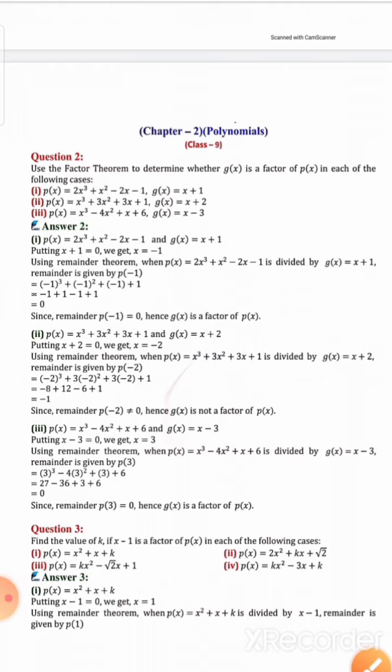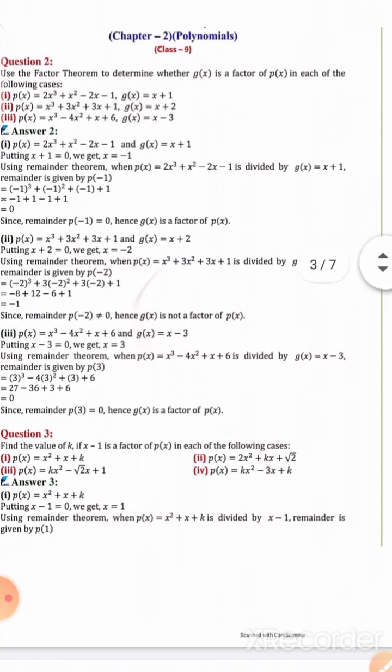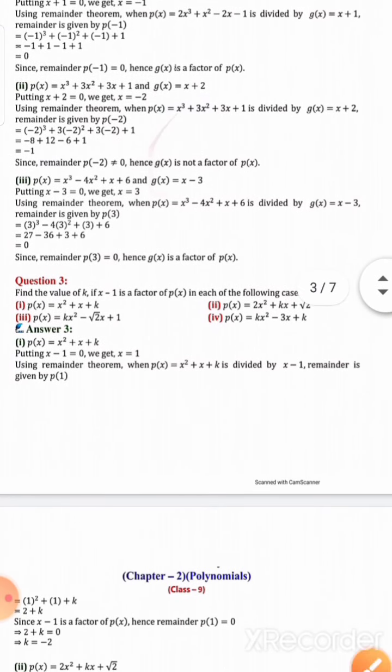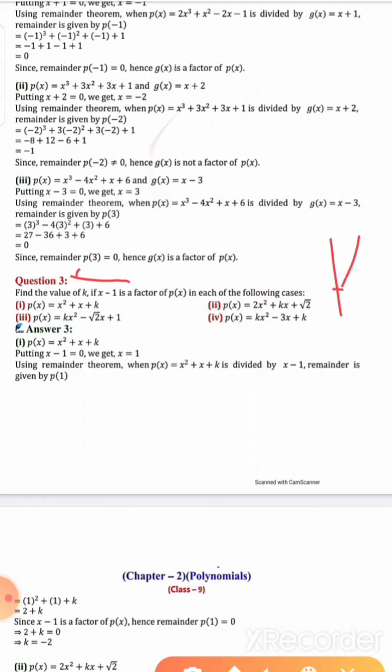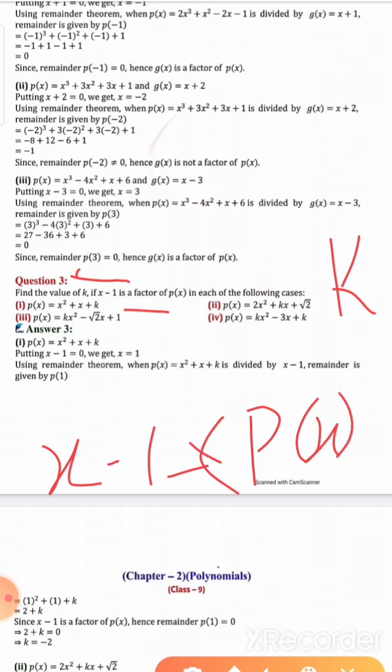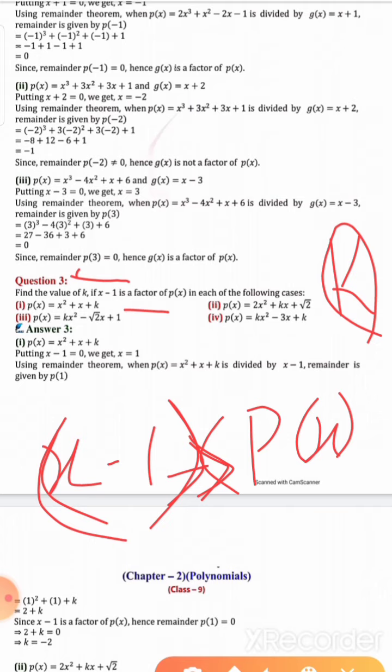Next question, question number 3. Find the value of k if x + 1 is a factor of our polynomial p(x). Here x + 1 is a factor of our polynomial p(x) in each of the following cases. We have been given the cases question-wise. We have to find the value of k in the polynomial p(x), and the question also gives the condition that x − 1 is a factor of our polynomial.